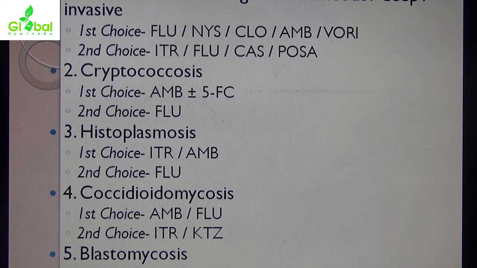In candidiasis, oral, vaginal or cutaneous, the first drug of choice is fluconazole and the second choice is itraconazole. Now these are the diseases and the drugs of choice for how we can use antifungal drugs. Cryptococcosis: the first drug of choice is amphotericin and the second is fluconazole. Histoplasmosis: the first drug of choice is itraconazole or AMB. Second is fluconazole.